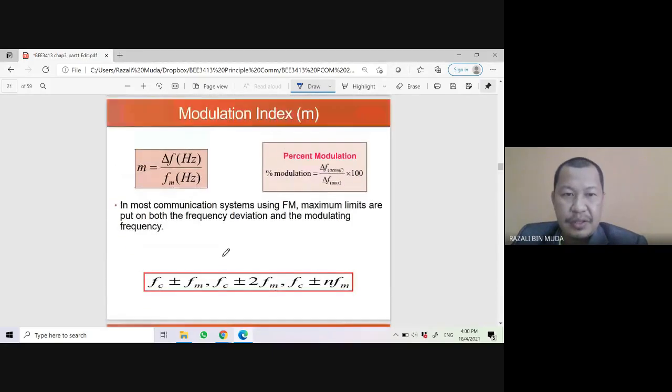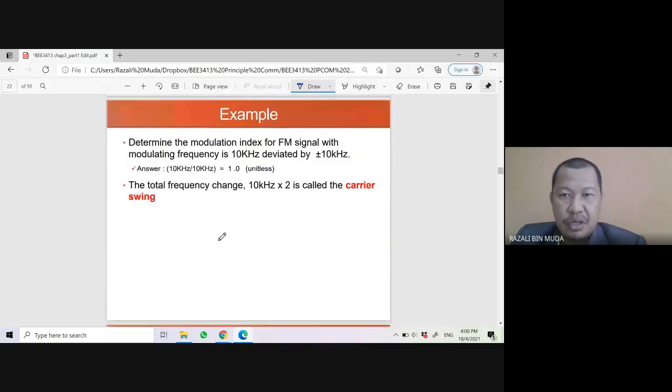Okay, modulation index. In most communication systems using FM, maximum limits are put on both the frequency deviation and modulation index. So Fc plus Fm, this is the frequency, and this is Fc plus 2Fm, Fc plus nFm. This is the sideband. Okay, so we will discuss later about this. You need to try first.